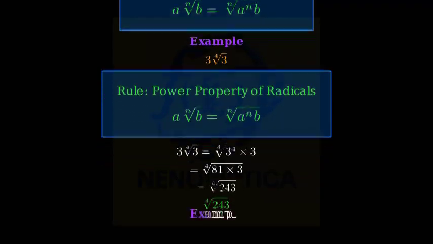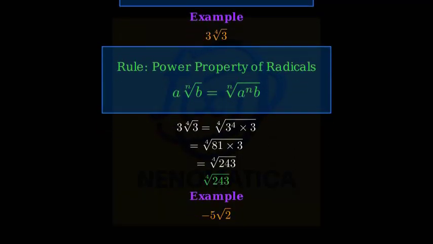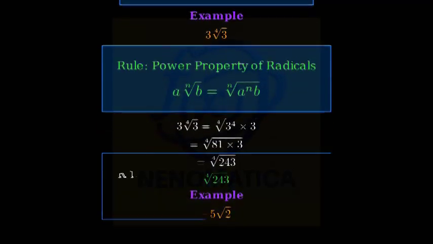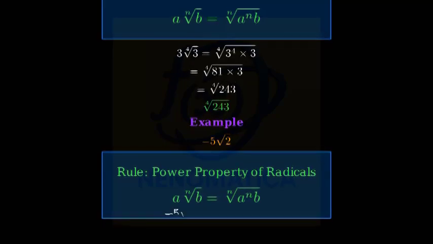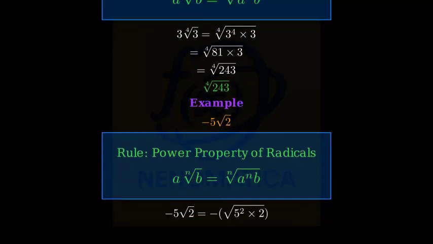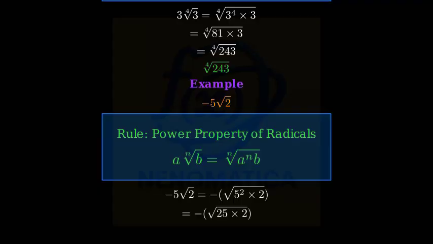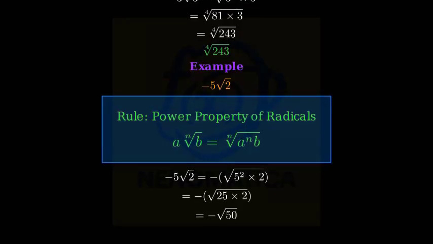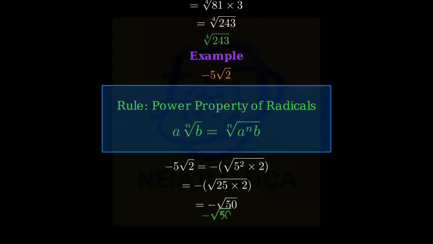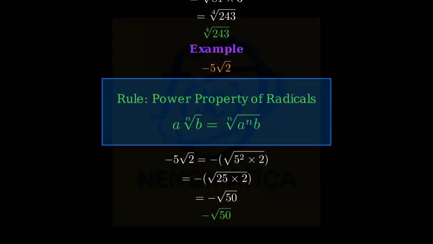We need to simplify the expression negative 5 times the square root of 2. Using our rule, this equals negative times the square root of 5 squared times 2. 5 squared is 25. So we have negative times the square root of 25 times 2. 25 times 2 is 50. So our expression becomes negative times the square root of 50. Therefore, the simplified form is negative square root of 50. Let's look at our third example.